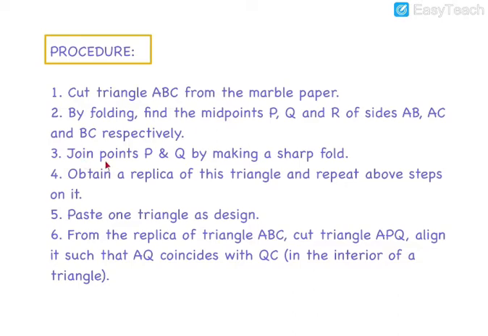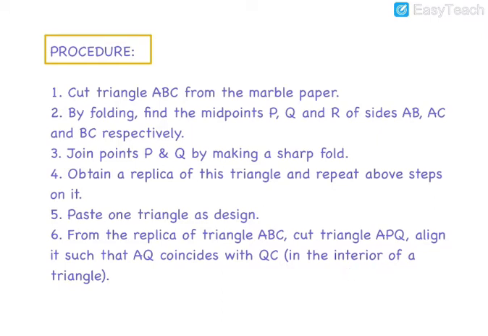The third step is to join points P and Q by making a sharp fold. Then obtain a replica of this triangle ABC and repeat steps 1 to 3 on the replica. Now we have two triangles. One triangle is to be pasted as the design, and using the other triangle, that is the replica of triangle ABC, cut triangle APQ and align it such that AQ coincides with QC in the interior of the triangle.